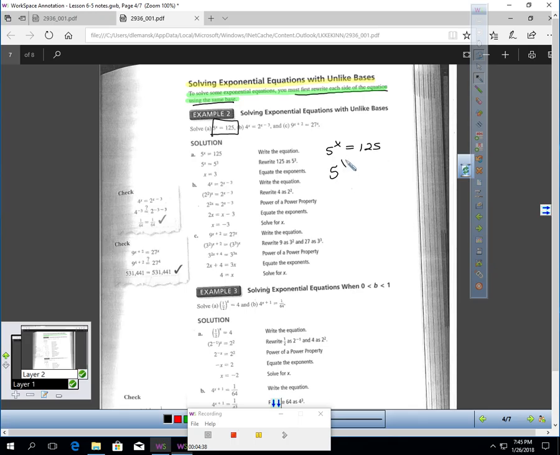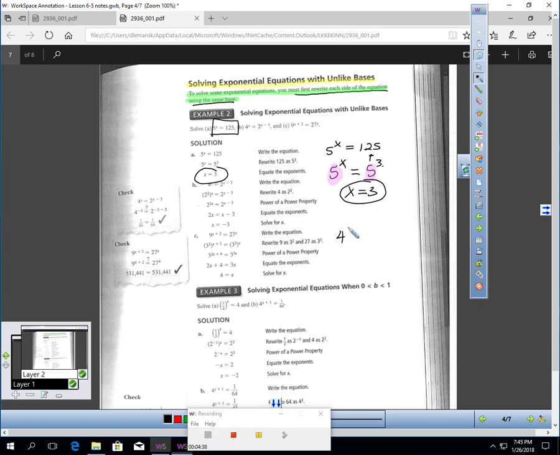So I could write this as 5 to the x power equals 5 to the third power, because 5 to the third power is 125. Now, I want you to notice, I do have the same base. So x would have to equal 3. X equals 3, which you see, okay?